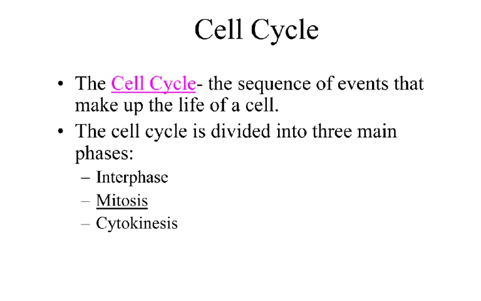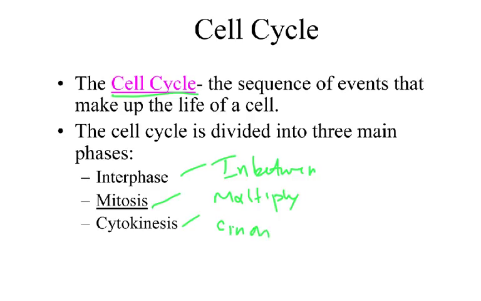Okay, remember, we're calling this whole thing the cell cycle. And so the cell cycle includes the phases interphase, mitosis, and cytokinesis. So I, M, and C. Interphase, mitosis, and cytokinesis. I like to say in between, multiply, and then cinch, or pinch in the middle, okay, which is what's happening in cytokinesis. And in the next presentation, we're going to be looking at this in a lot more detail.